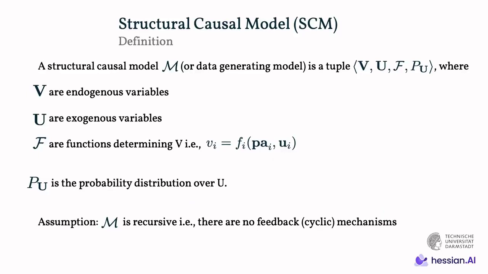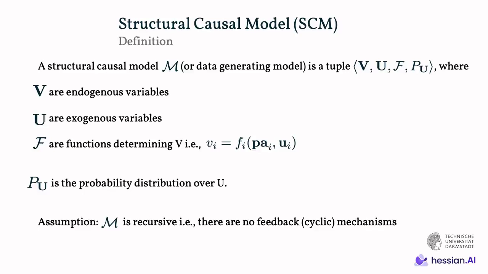V are endogenous variables. Endogenous means the variables that you observe in the world, right? U are exogenous variables that you don't observe, maybe some noise that you don't know exists or not. Then you have some functions. So basically you have the parents of V_i, and then you have some exogenous variables. If you put these in, what will be the outcome? What's the value of V_i? These functions determine that. And then your PU is the probability distribution of your exogenous variables, because of course you haven't observed these, but you need to assume some sort of a distribution for them.